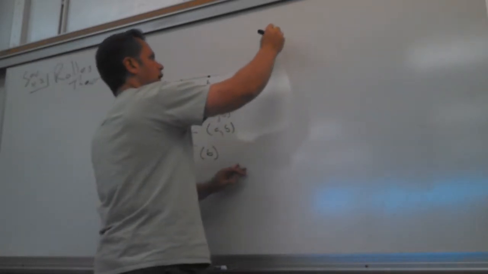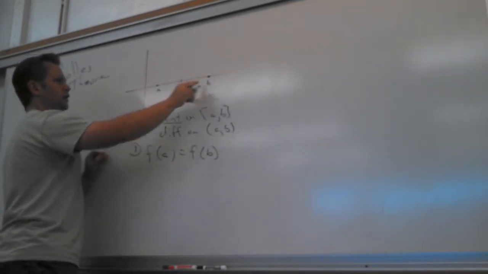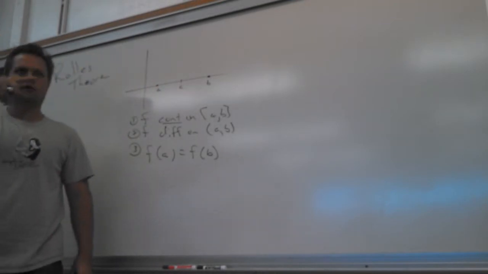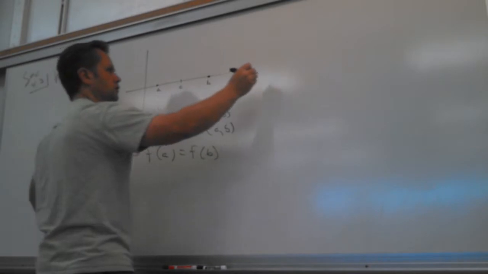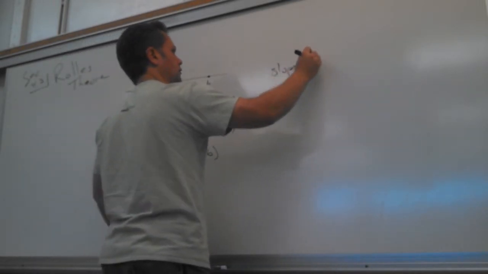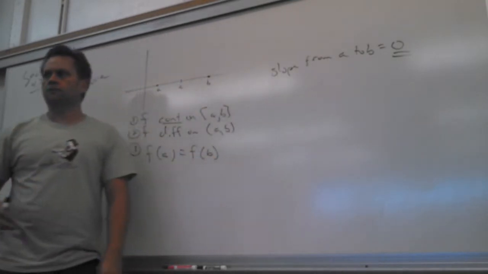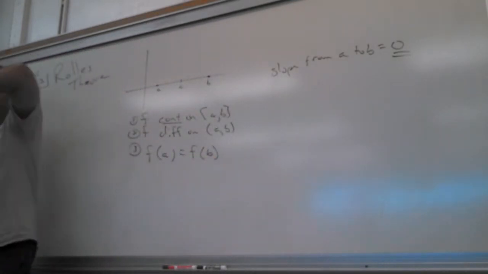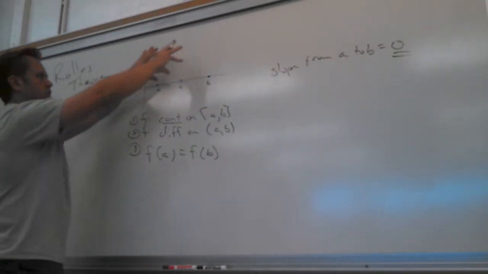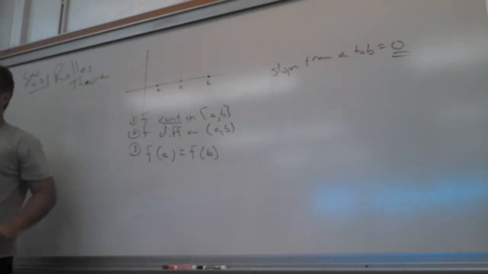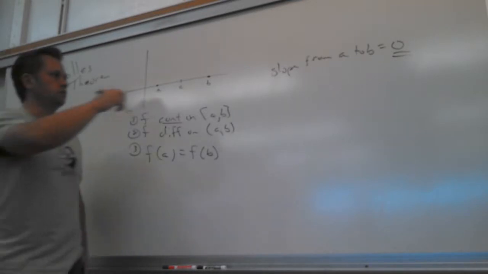So how would I get the slope from a to b? Well, in this case, for Rolle's theorem, what's the slope going to be? It's going to be 0. So the slope from a to b is 0 for Rolle's theorem. The mean value theorem says it could be anything. It just kind of picks this picture up and turns it so that it could be like that. Could there be any number of points? Yeah, so at least one. There's at least one.